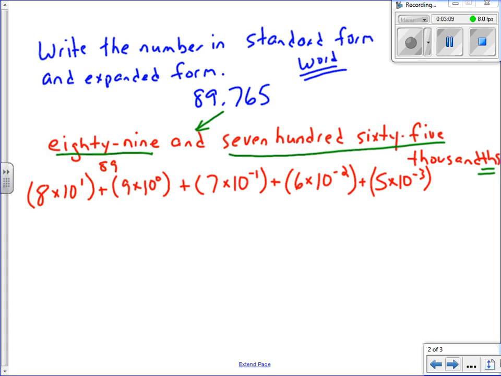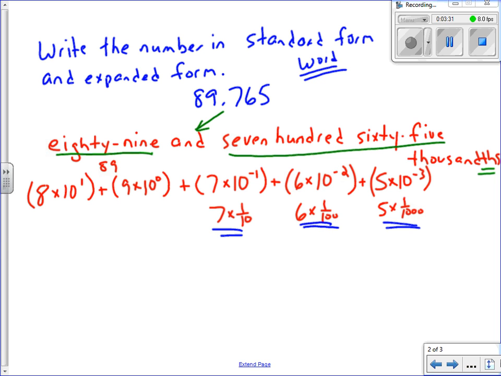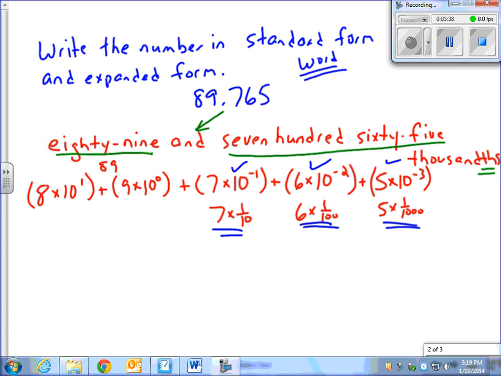Now, we also talked about you can write this a different way. I can also write 7 times 1/10, 6 times 1/100, or 5 times 1/1,000 right there. Okay, so once again, you can write this this way, or with the powers of 10 here. Either way is acceptable. Just double check and make sure you are specific, okay? If you have any questions about this, please definitely ask.